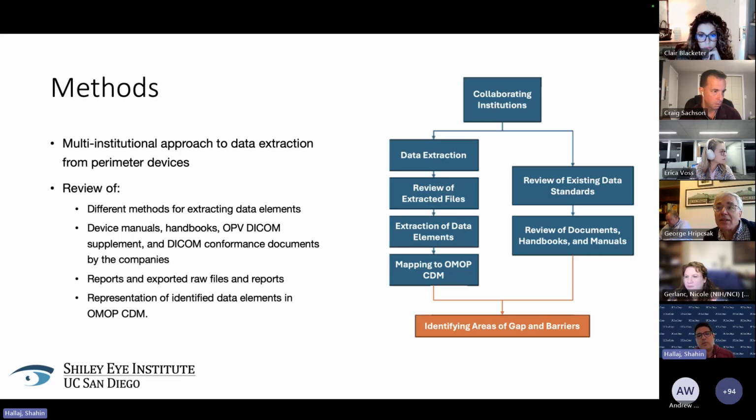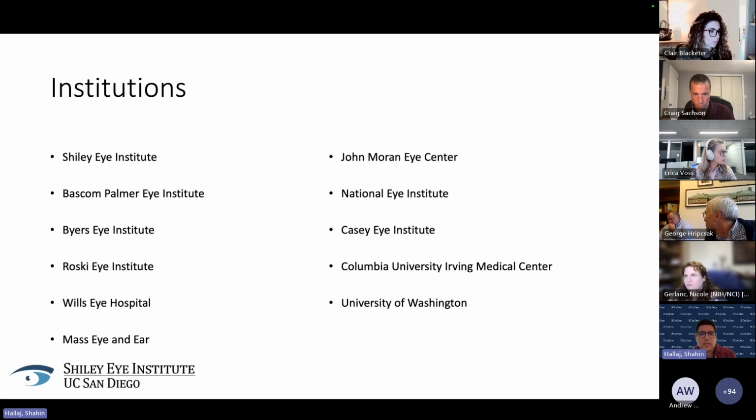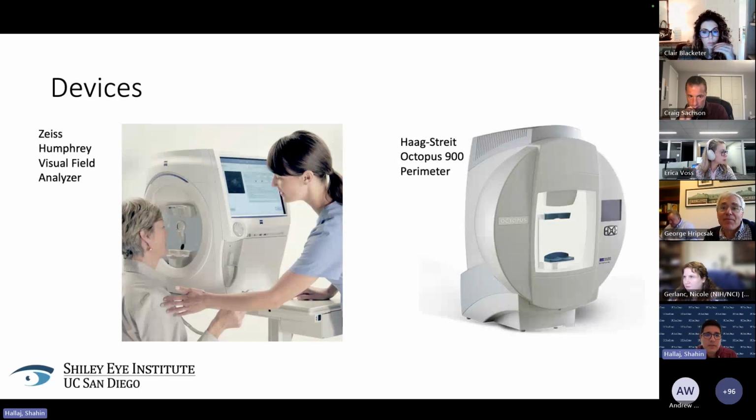And what we did was that we started with a workshop of, I think it was 10 collaborating institutions, and all of them shared their data flows, their existing workflows in terms of what files they use for data extraction, how are they getting their hands on those data elements. We did a comprehensive review of the handbooks and any document that is provided by the vendors, and we extracted the data elements and tried to represent them in OMOP CDM. This is a list of the collaborating institutions that were involved in this effort.